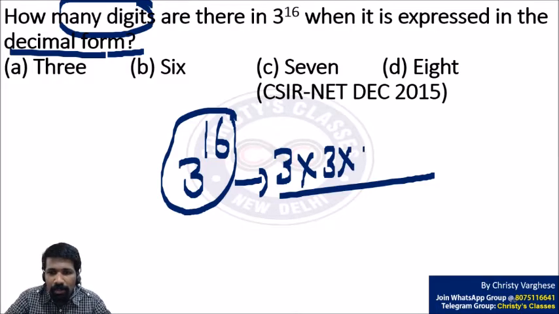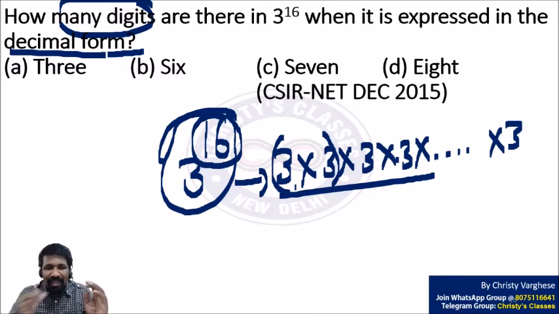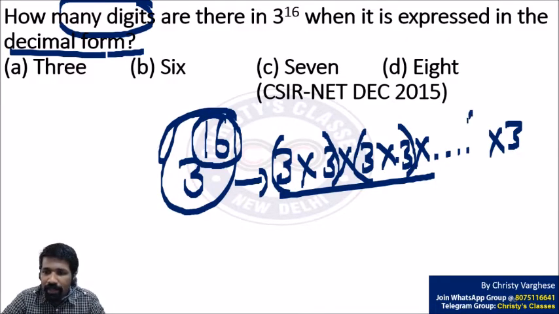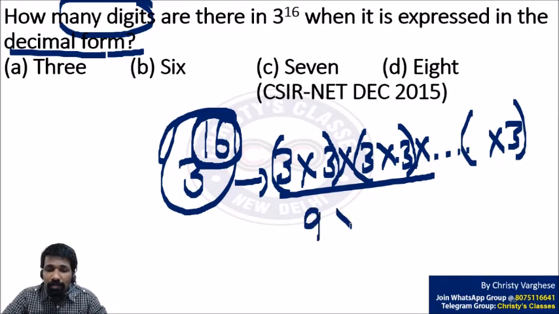3 raised to 16 means what? 3 into 3 into 3, up to 16 times you are multiplying 3's. So to simplify it, we want to make the power small. To make the power small, you have to make the base larger. The base and power you have to manipulate. If you combine 3 and 3, you will get a 9. Every 3 and 3 will give you a 9. 16 3's are written here. So how many pairs can you make? 8 pairs you can make. That means you can make it 9 into 9 into 9 into 9, 8 times.